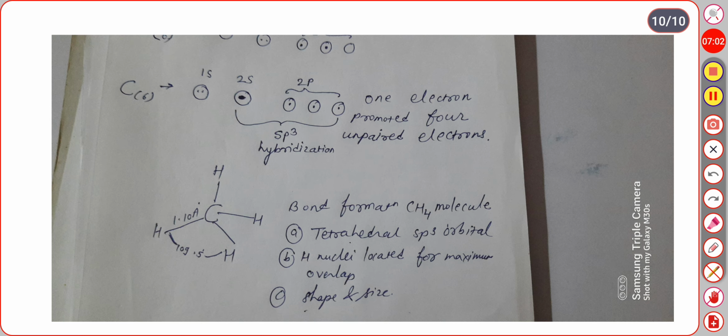Its bond length is 1.10 Angstrom and the bond angle is 109.5 degrees. You can see the shape and size of the methane molecule, which is tetrahedral sp3 hybridization.